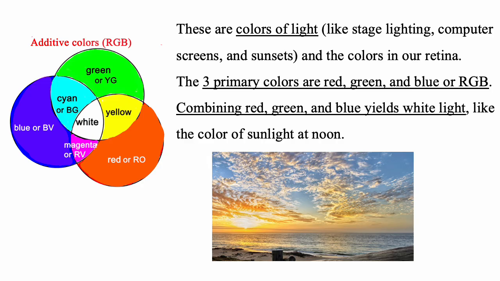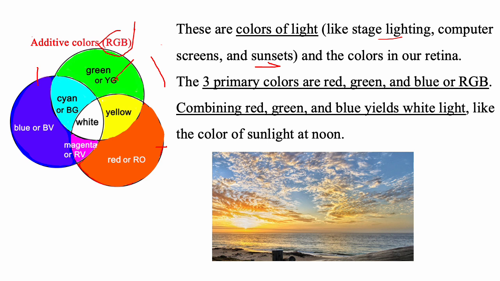Colors are either additive or subtractive. Additive colors refer to light rays added together, and they produce a lighter value because we're adding light. It's relevant to stage lighting, computer screens, and sunsets. The three primary colors in the additive system are red, green, and blue, or RGB. The cones in our retina are also red, green, and blue because our eyes see light, not pigments or surfaces.